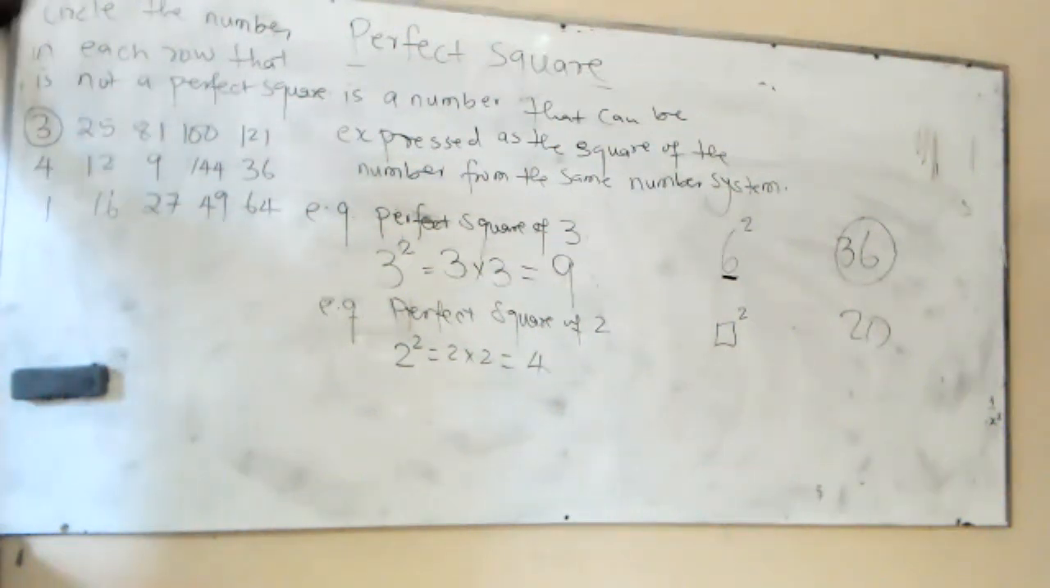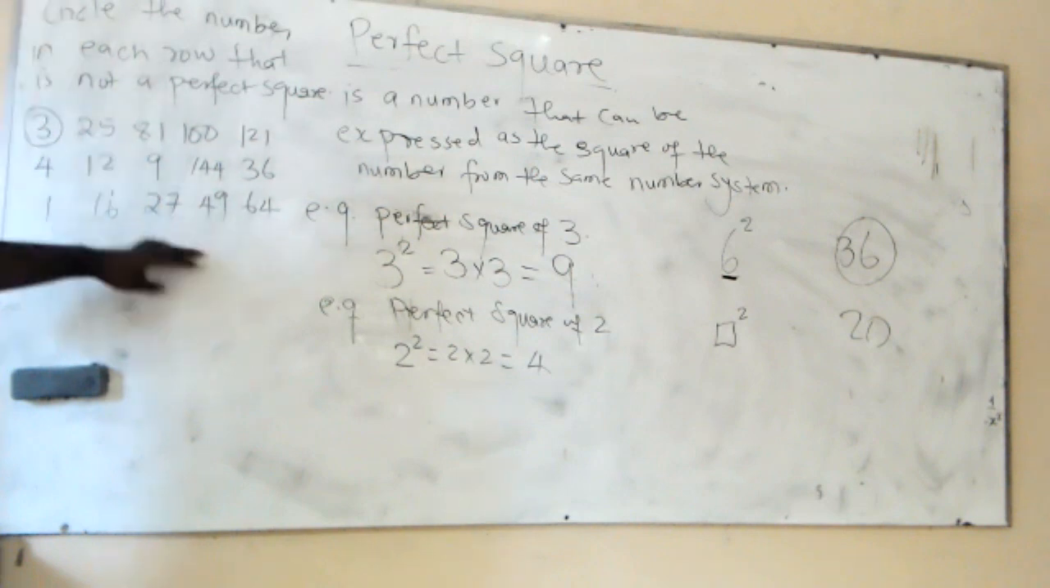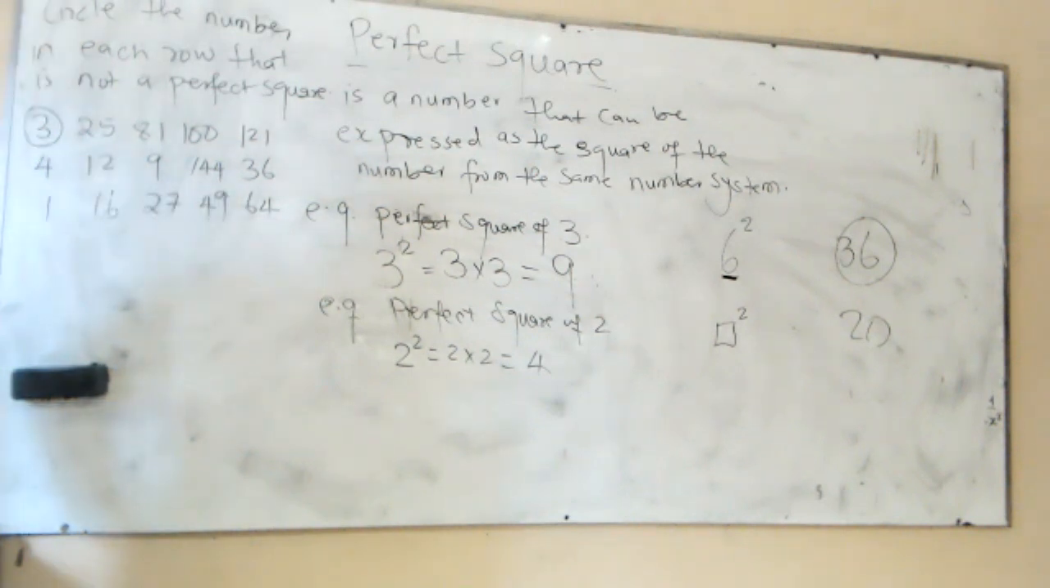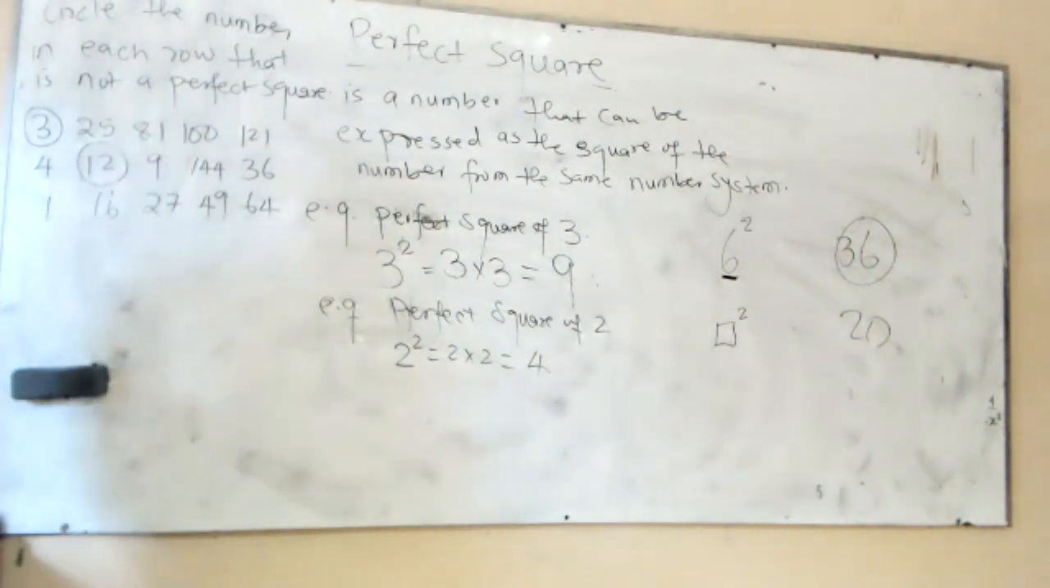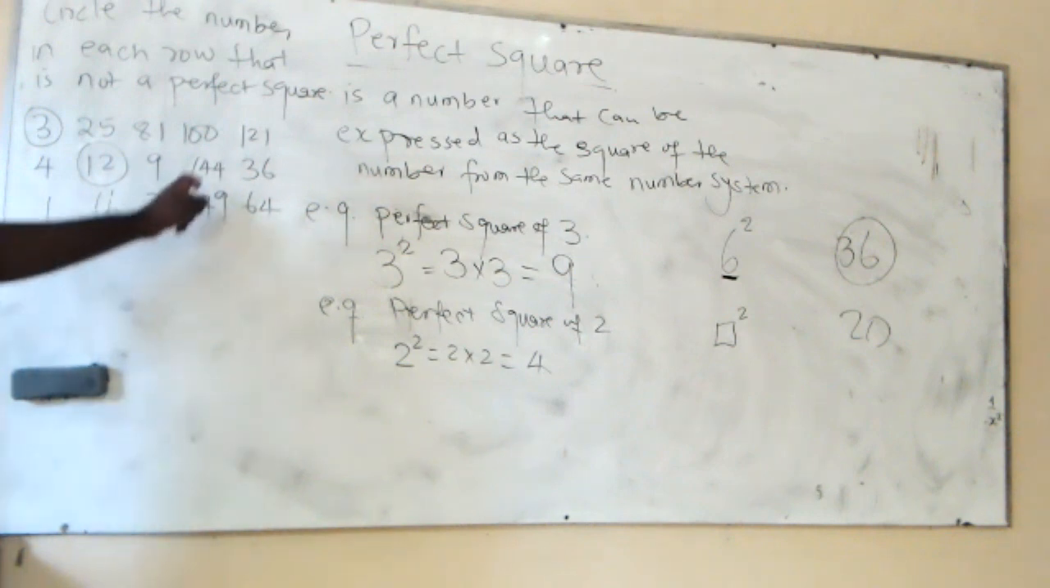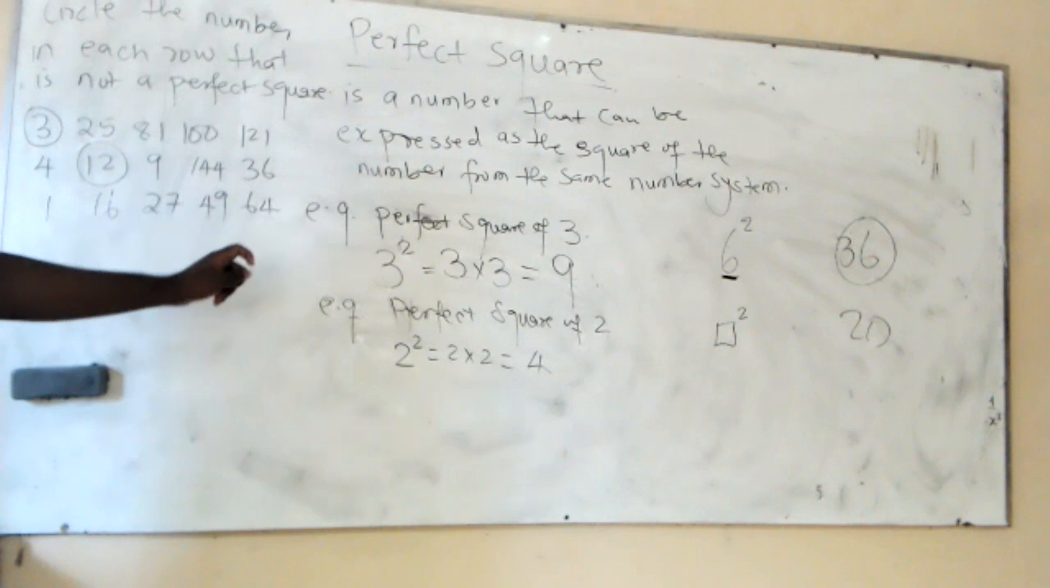And then 9, is 9 a perfect square? Yes, it is, because 3 to the power 2 is 9. And 144, is it a perfect square? No. Let's test 12 to the power 2. What is 12 to the power 2? 144. See? So you be careful there.